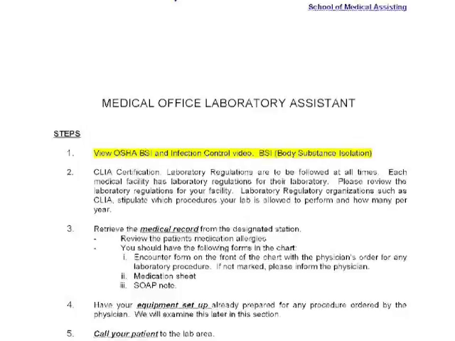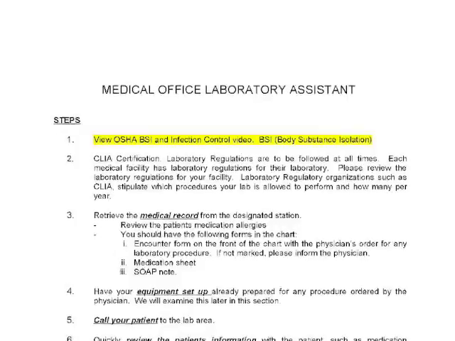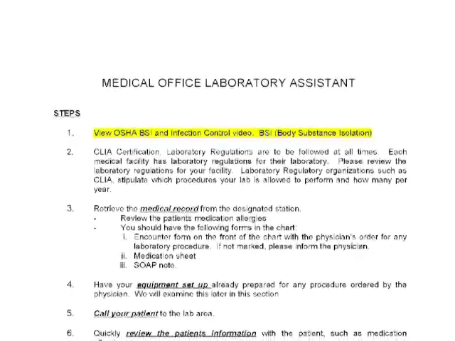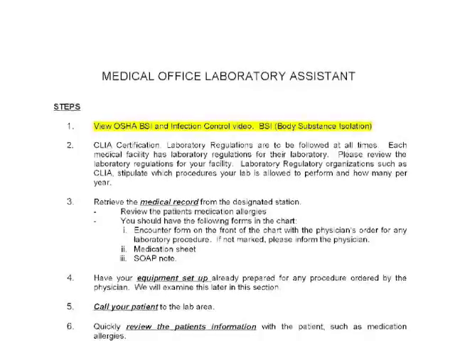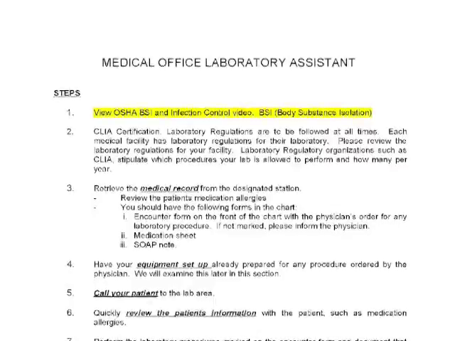Number four, have your equipment set up and already prepared before you call the patient back. Number five, call your patient to the lab area. Number six, you want to quickly review the patient's information with the patient.